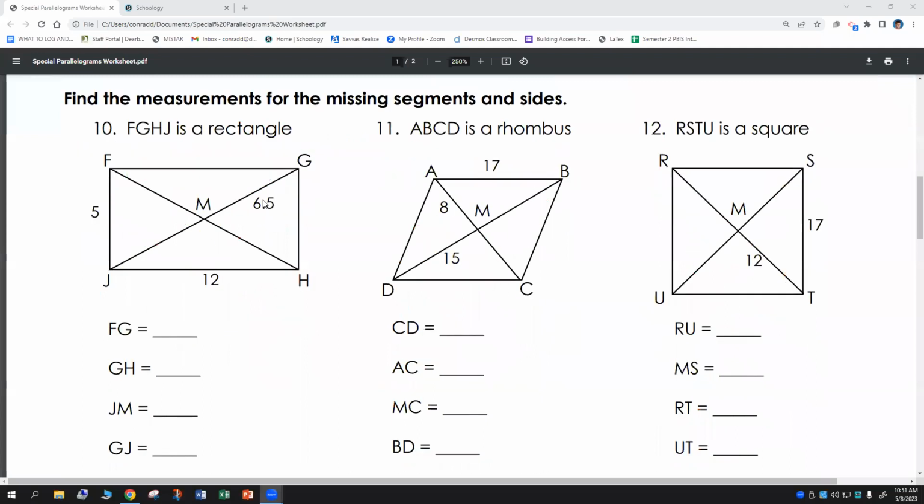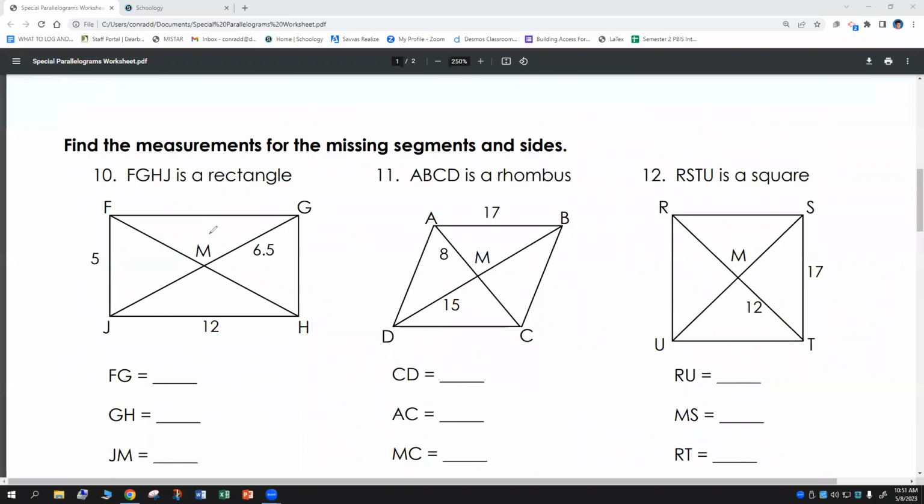Right, 10, 11, and 12. So let's just fill in your area, your pieces here first. So a rectangle is a parallelogram, so opposite sides are equal. So 5 and 12. All right, we know diagonals are congruent and they bisect each other in a rectangle. So 6.5, 6.5. And since the diagonals are congruent, these are also going to be 6.5 and 6.5. All right, and then we can fill in the answers there.